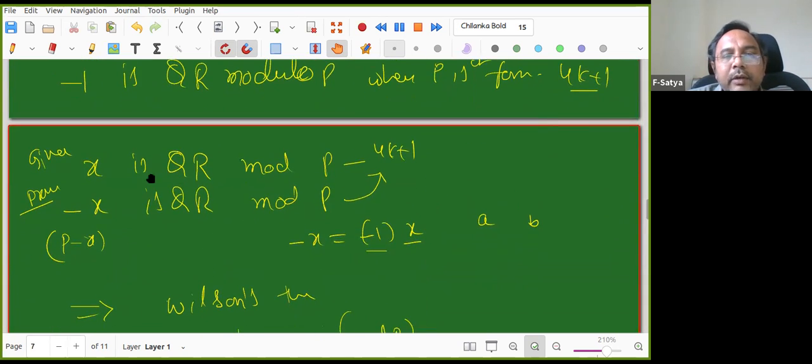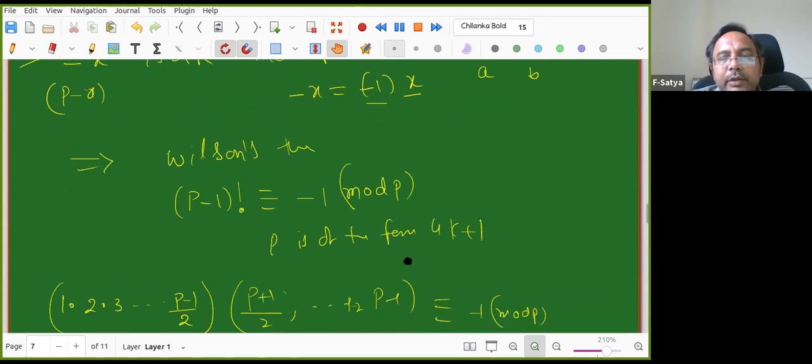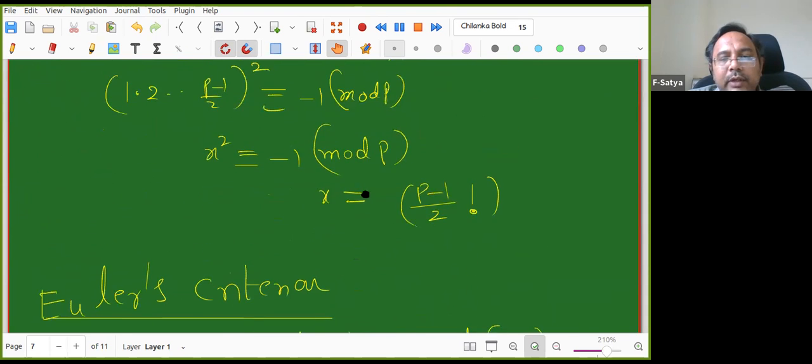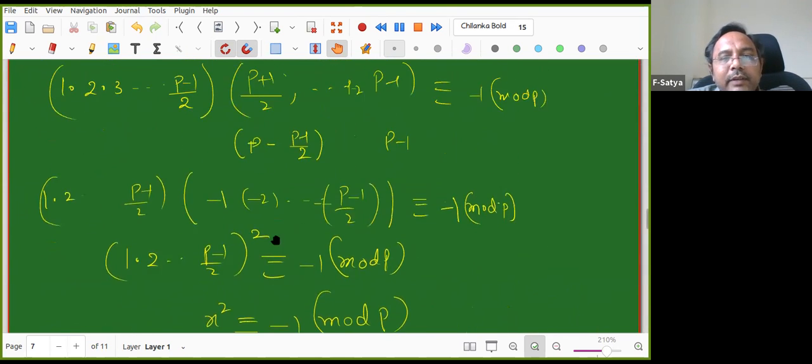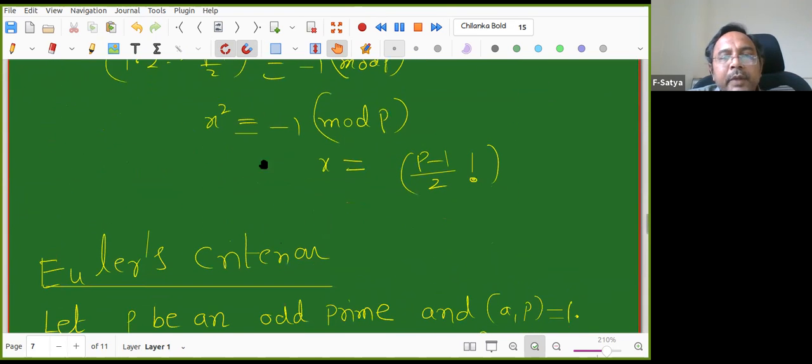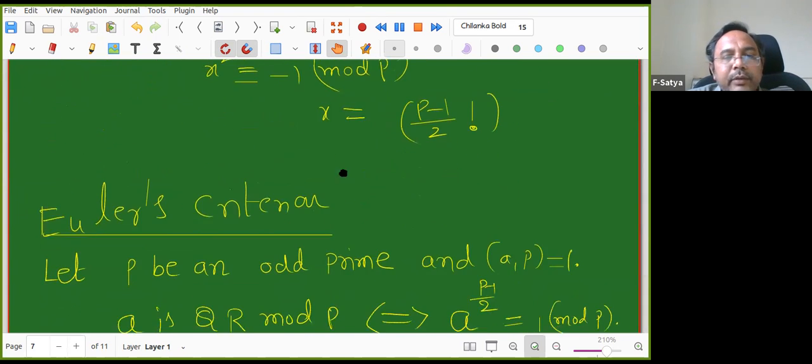Okay. So then you made another observation. If x is a quadratic residue modulo p where p is of the form 4k plus 1, then -x is also a quadratic residue modulo p, right? So this much we did, and we gave the proof of why -1 is a quadratic residue modulo p. That is by Wilson's theorem. We did it earlier. x square equal to -1 mod p has a solution.